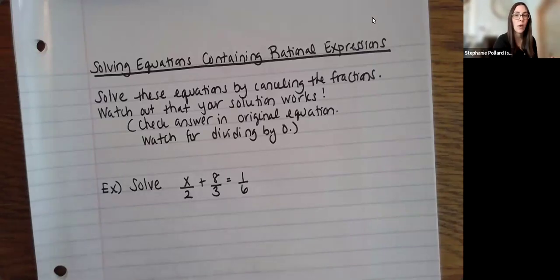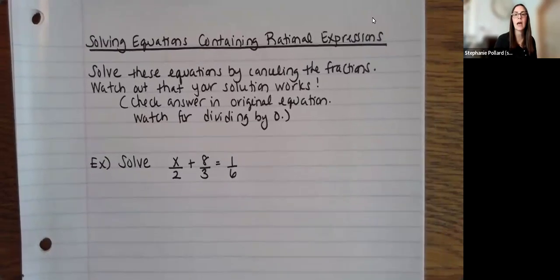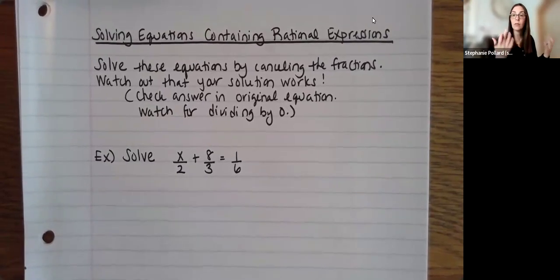And then, of course, also watch out for dividing by 0 here, because we cannot have any answers that would cause division by 0. So the big takeaway with rational expressions is that we're going to just treat them like regular fraction problems, but we do have to really check our answers in the end and make sure that we get solutions that actually work.